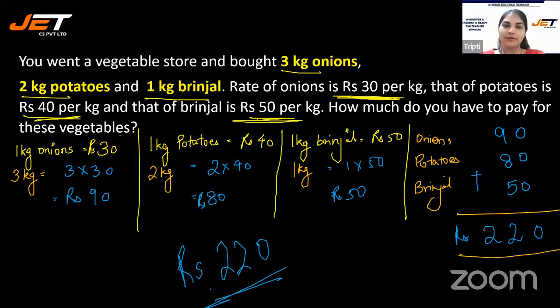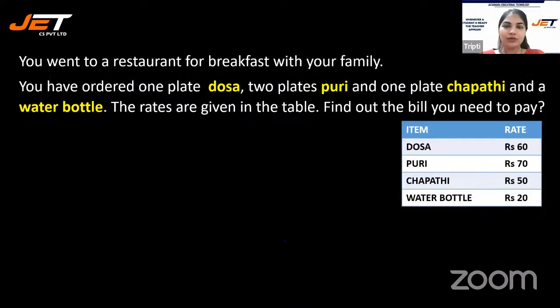Okay? Clear? Now, let's do the next one. You went to a restaurant for a breakfast with your family. You have ordered 1 plate of dosa, 2 plates of puri, and 1 plate of chapati, and a water bottle also. The rates are given in the table. This is the menu or the rate card, you can say. Find out the bill you need to pay.